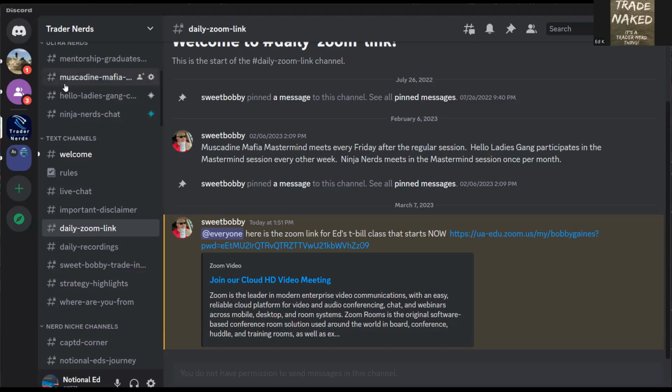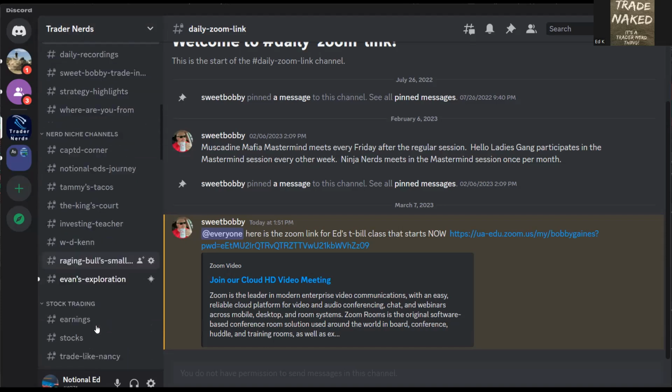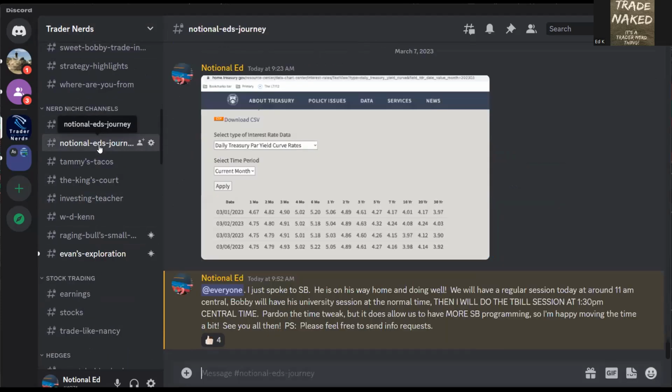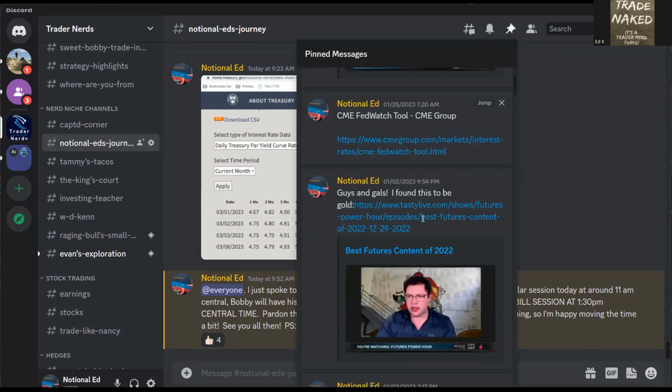And okay, so here's Bobby's Discord. Here's his room. It's the Trader Nerds. Here are all the great, incredible rooms where we have stuff going. Here's my room, Notional Ed's Journey. Here's some stuff that I post from time to time. Every room has a pin. You see this pin? Once you guys get, and for you new members who may not know this, let's consider this a brief tutorial. You can go in any and every room, there's this pin thing, and you click on the pin, and either I or another moderator or Bobby has pinned something in these rooms. And it's usually something we find handy.